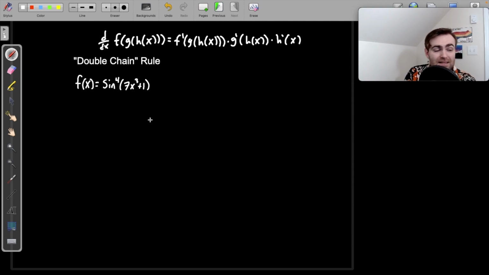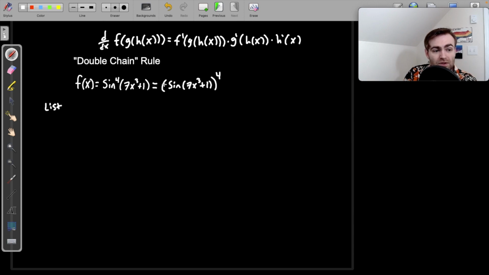I like to still make a list, especially with more complicated ones, that way I can still see what the structure is. For a problem like this, when we have sine to the fourth, sine to some power, it's easy to rewrite that so we can see the structure as sine of 7x cubed plus 1, and all of that to the fourth power. Now it's clearer to see which functions are inside and which functions are outside, but if you're having trouble, or you just like doing it, we can make a list.